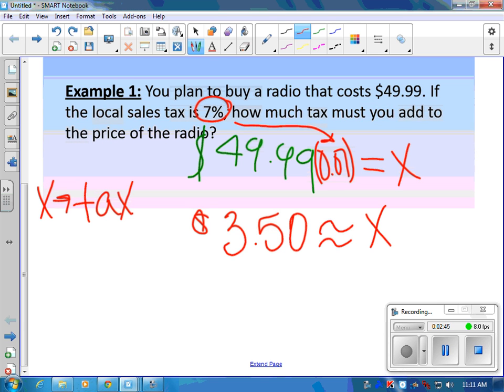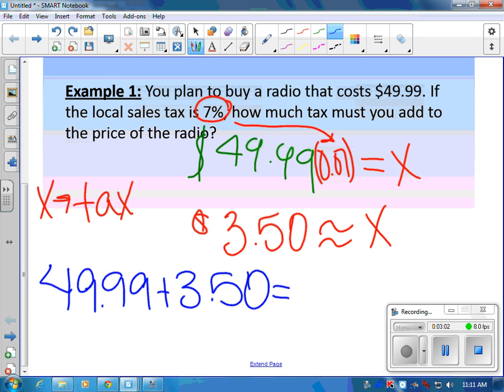Now, my next question that is not on your paper, how would I calculate the total money that I'm going to pay for this product? Jacob? Add the tax to what? So I take the price of the radio and I add the tax. Make sure you have this in your notes because this is a question I will ask you.